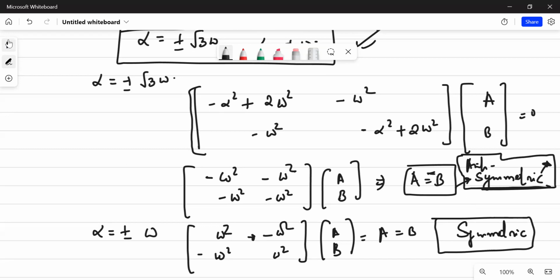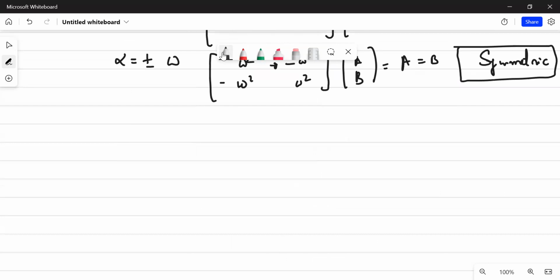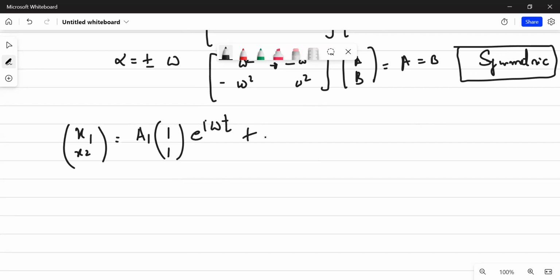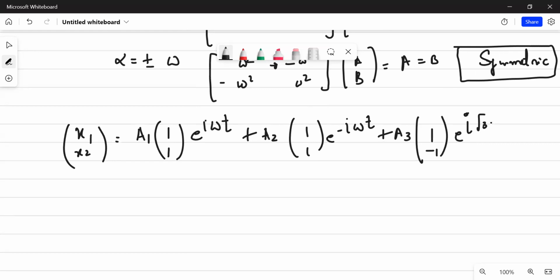Okay. And if you want to write the entire solution, as I did in the previous lecture also, you can do that. So instead of X and Y, you have X1, X2 written over here. Your A1 would have 1, 1, because A equal to B, and e to the power iota omega t. You can write your A2 as 1, 1, but now you will have e to the power minus iota omega t. Your third term will be A1 minus 1, and you will have e to the power iota root 3 omega t, and then you will have A4 as 1 minus 1, and it was e to the power minus iota root 3 omega t. Is that clear? So this is how you can write your solutions also.